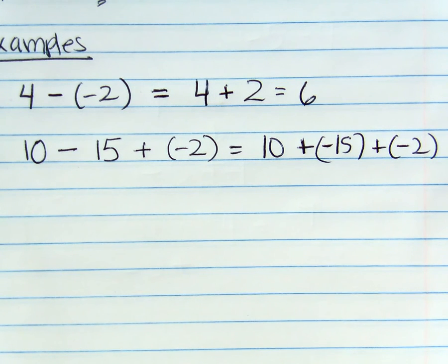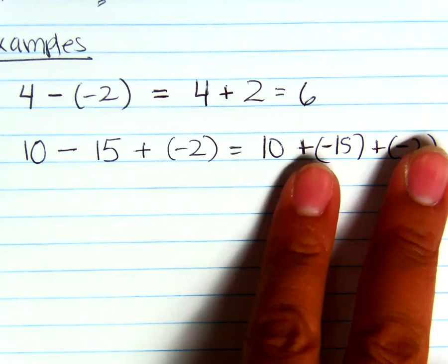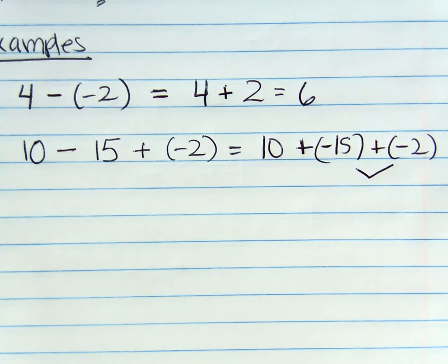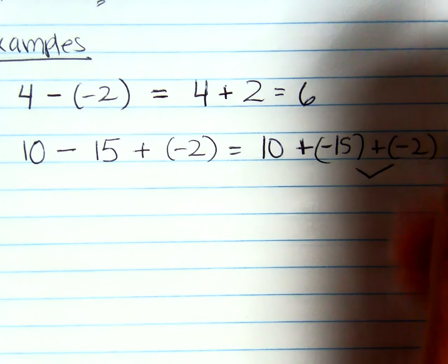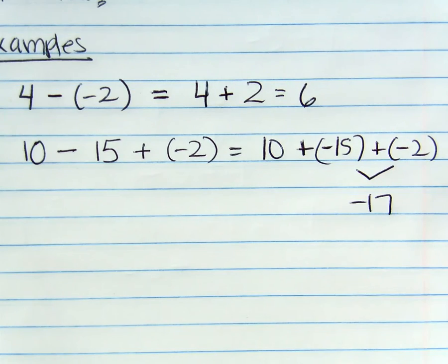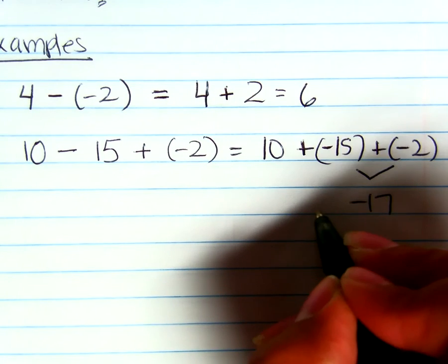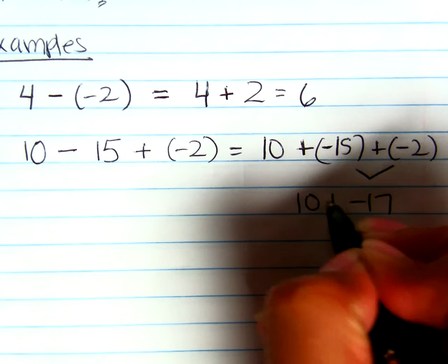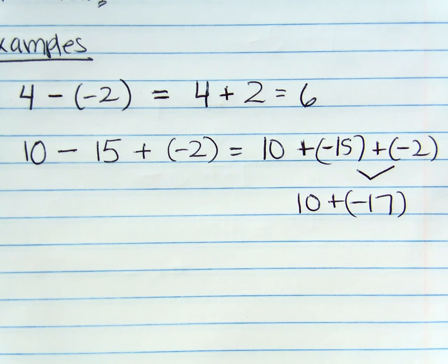Okay, and I know some of you guys like to add the negatives first, right? So it's a negative 15 and a negative 2. So same signs. What do we do with same signs? Add them and keep the sign, right? So what is negative 15 plus a negative 2? Negative 17. Good. And then we still have the 10, right? So you have 10 plus a negative 17.